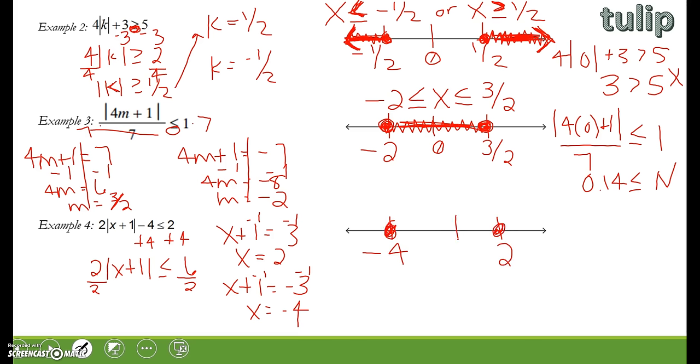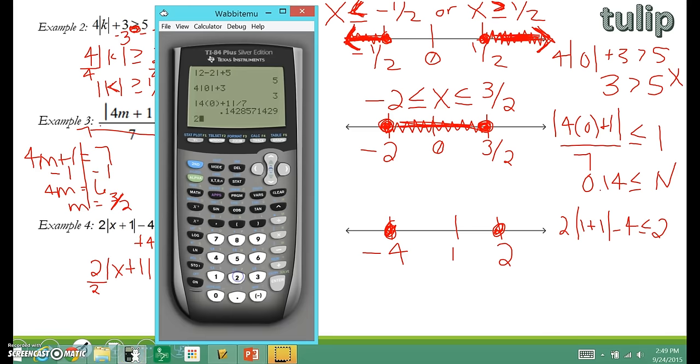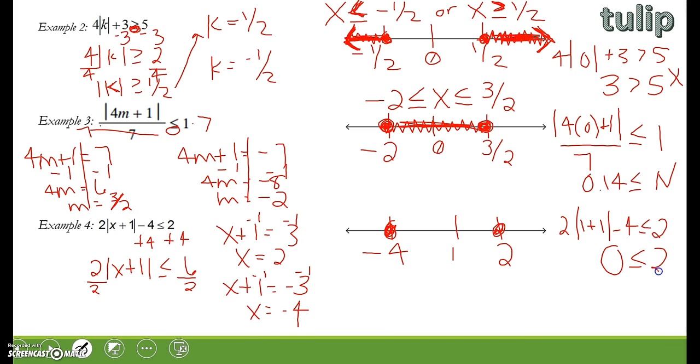I pick any number. How about I pick something different this time, like 1? So I'm going to plug 1 in. I'm going to grab my calculator. I get 0. I ask myself, is that a true statement? Is 0 less than 2? It is. So I'm going to connect these again. And then I write the smaller number less than x less than the bigger number.